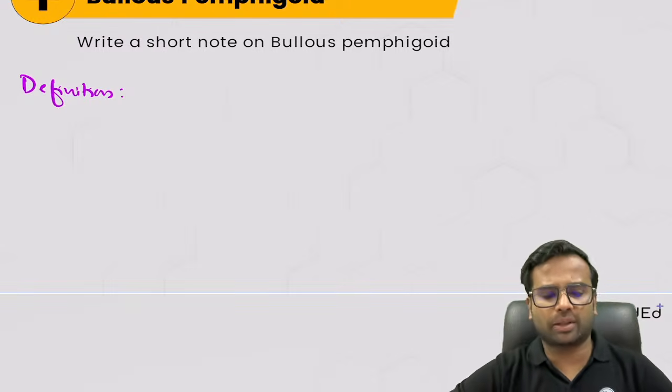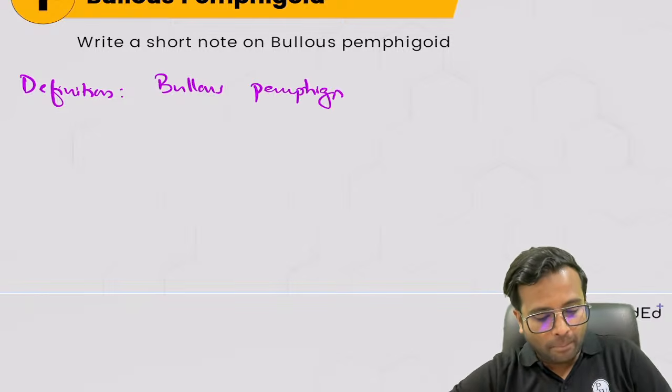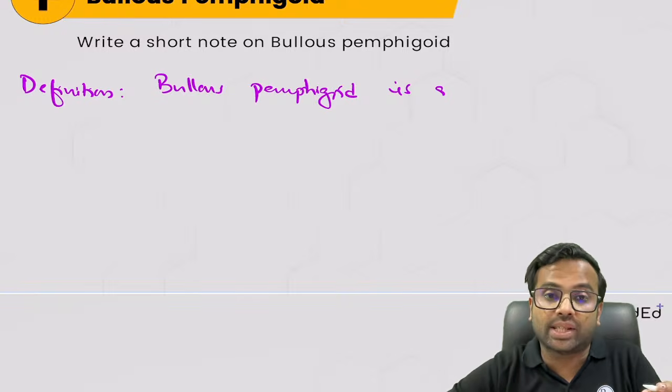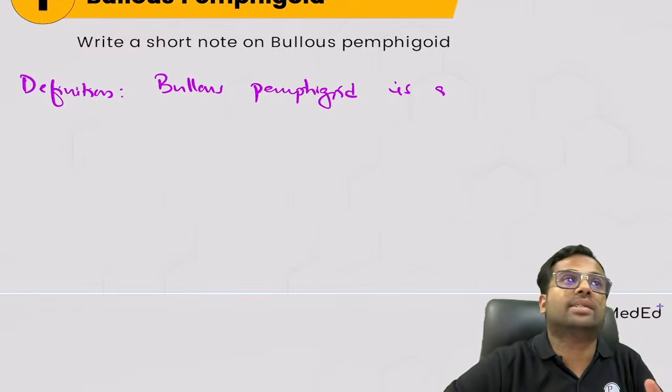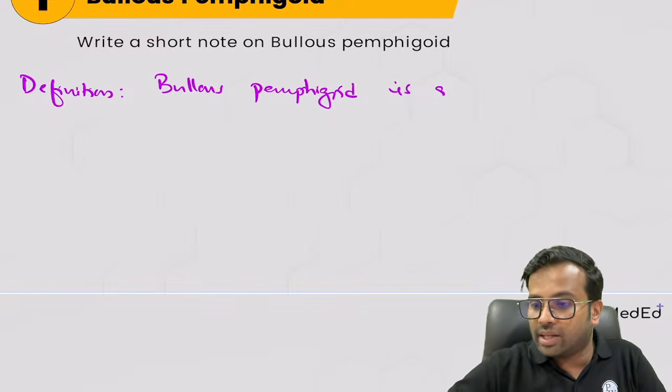So how can you start? Bullous Pemphigoid is a what type of disease? Is it an infection? Is it a connective tissue disorder? Is it an autoimmune disease? Isn't it? So what is it?